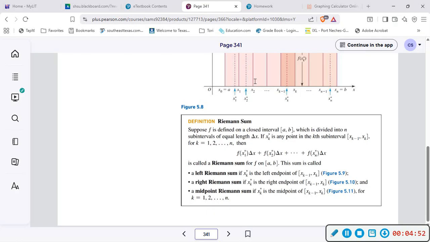1 and 2, I would use 2 this time. Those 2 points make the rectangle. And then you also have the midpoint, which is going to be the middle of those two sections. So between x0 and x1, I would find halfway and use the midpoint.